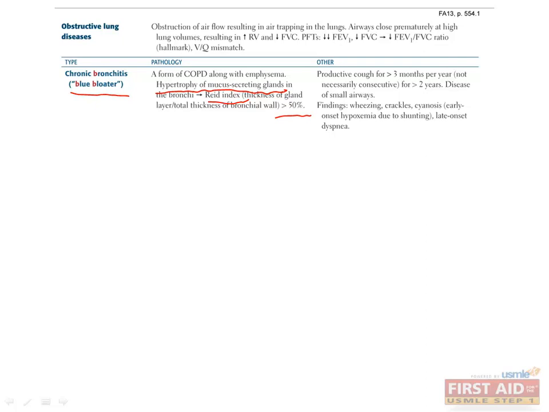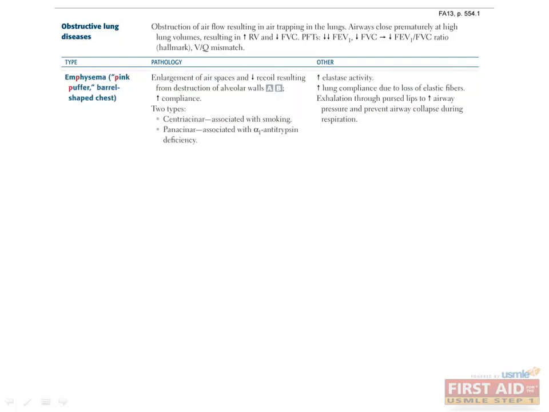These patients classically present with a chronic cough for greater than 3 consecutive months per year for at least 2 years. They also have wheezes, crackles, and cyanosis from shunting and dyspnea on exam. You might also see signs of right heart failure, which gives them that swollen, bloated look. When you think of emphysema and also chronic bronchitis, what's the very first thing that should come to your mind?